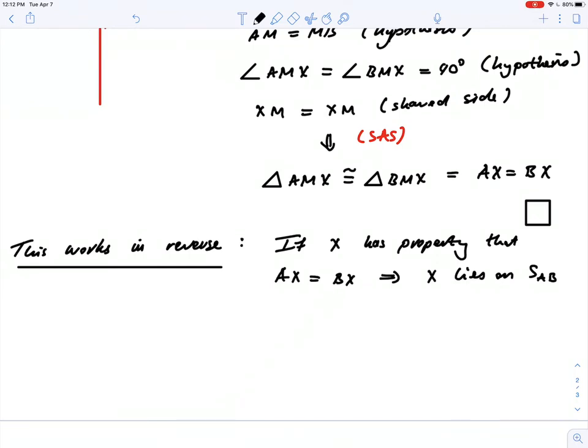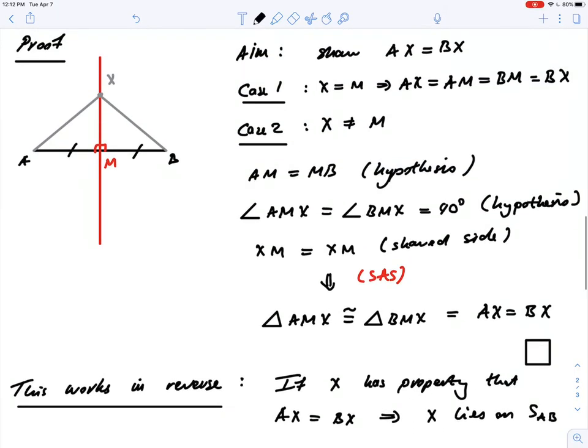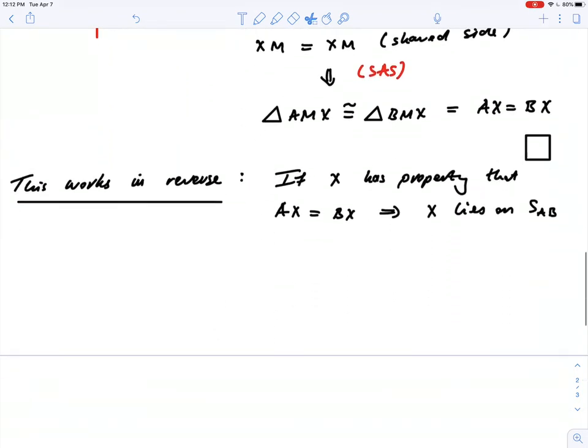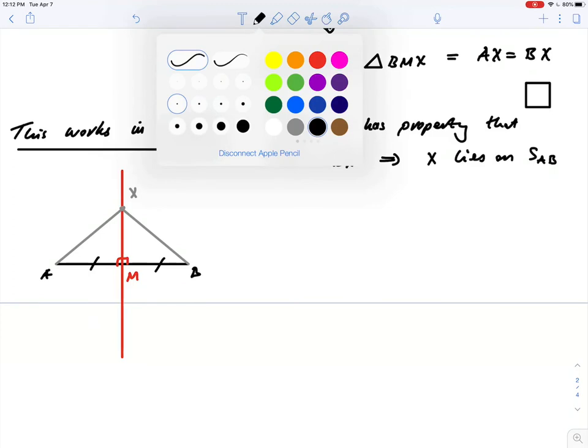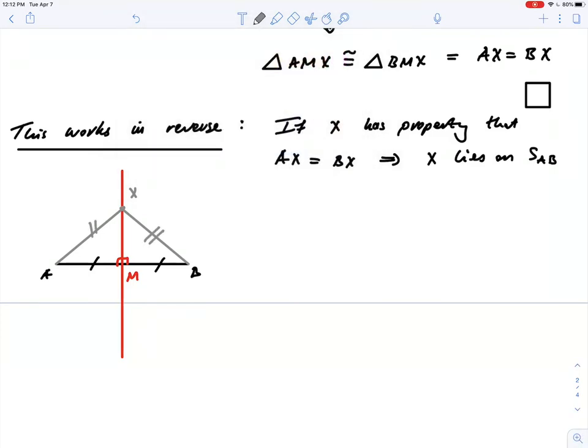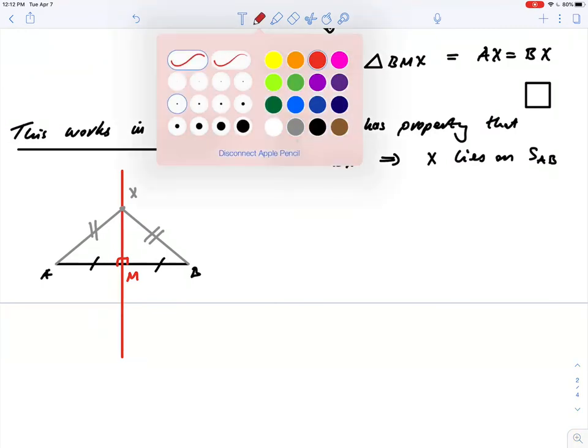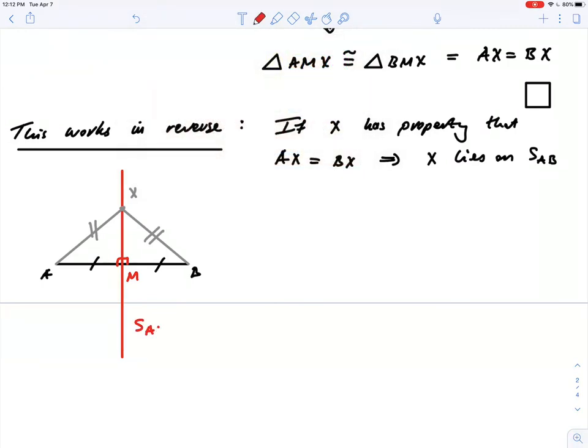Okay. So it's basically this picture again, right? So if you have a situation where the two distances here are the same, well, then it has to lie on that red line. Nice and simple. So this is SAB. So it's an if and only if condition. So a point is equidistant between A and B if and only if it lies on the perpendicular bisector.